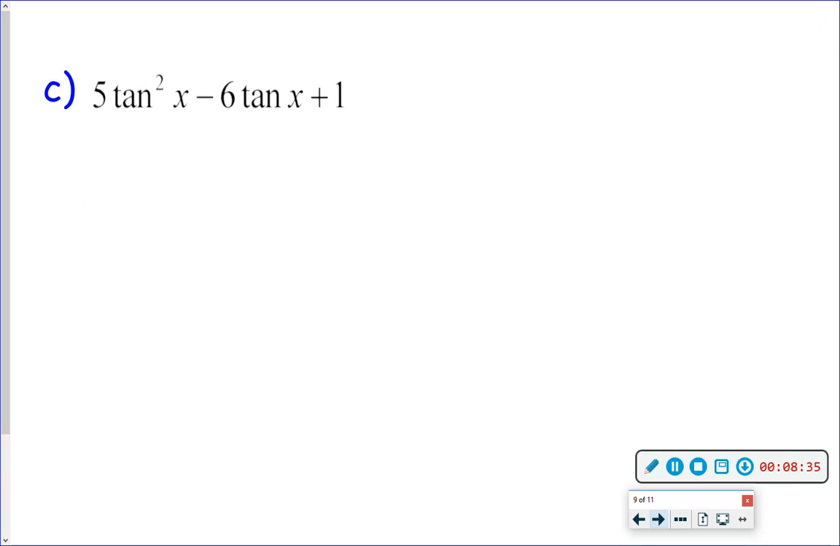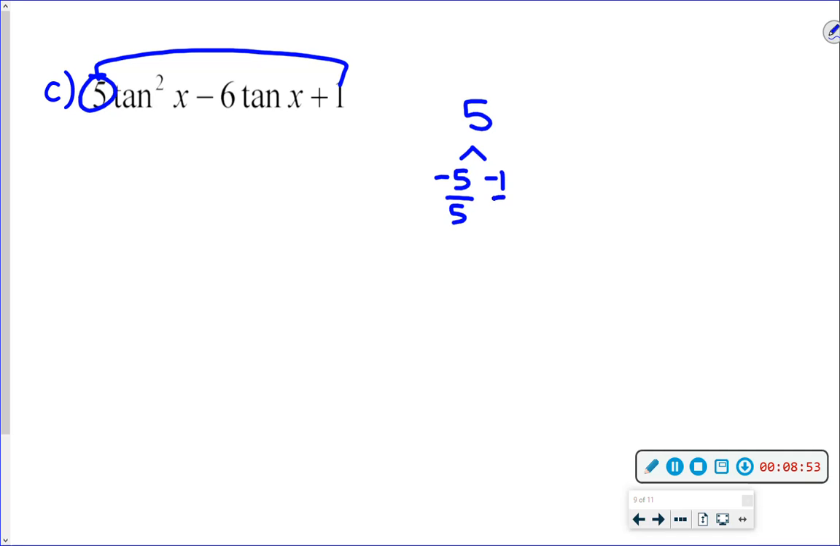Okay, trinomial again, lead coefficient 5, so I have to go through that process where I start by multiplying the outside numbers. 5 times 1. I need two numbers that multiply to 5 and add to negative 6. Now, because our lead coefficient is a 5, we're going to scale these both by 5, or divide them by 5. Negative 5 over 5, and I'm going to leave the fraction.